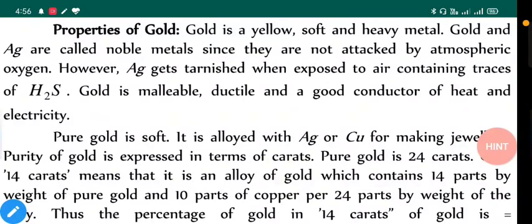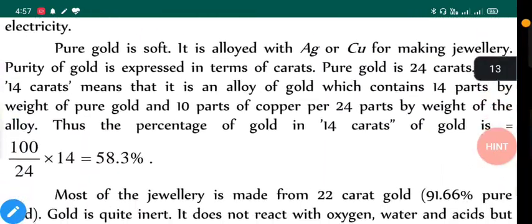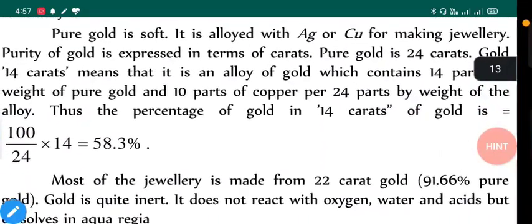Gold and silver are called noble metals since they are not attacked by atmospheric oxygen. However, silver gets tarnished when exposed to air containing traces of H2S. Gold is malleable, ductile and a good conductor of heat and electricity. But because of its priciness, we cannot use it as a conductor. Pure gold is soft. It is alloyed with silver and copper in the making of jewelry.